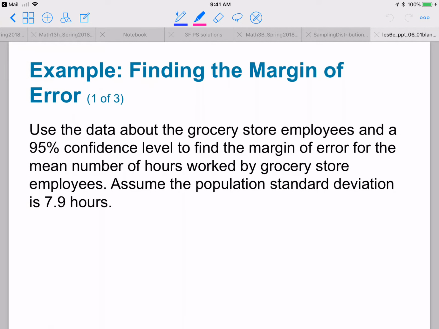Let's do an example. So this example is of finding the margin of error. We want to use the data about the grocery store employees to find the margin of error for the mean number of hours worked by grocery store employees. So this is our mu, and we want to find the margin of error. The first thing we can do is write our formula. E equals ZC times our standard error. What is the standard error? It's going to be sigma over square root of n.